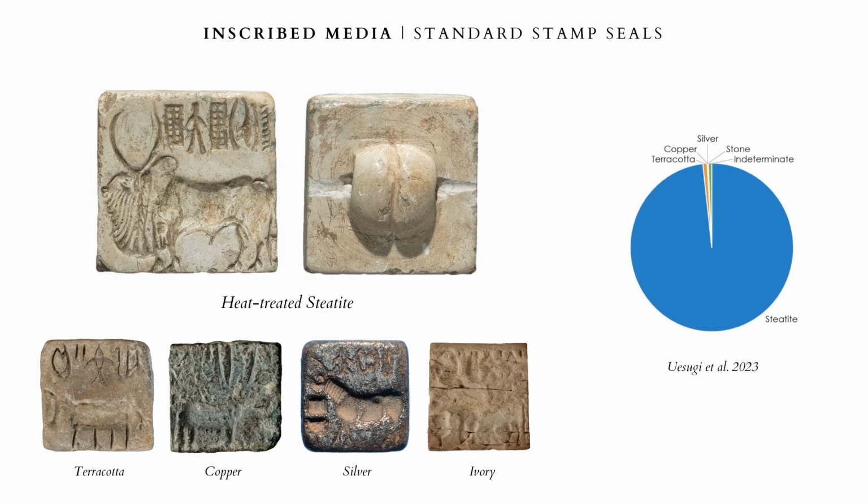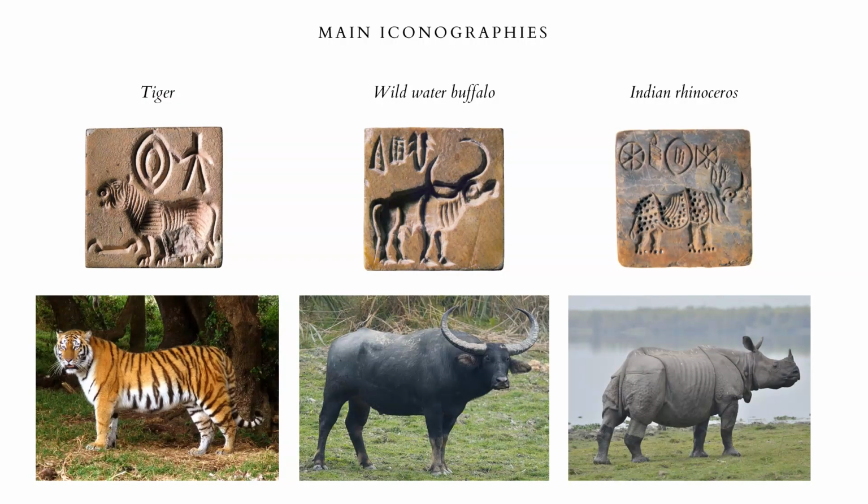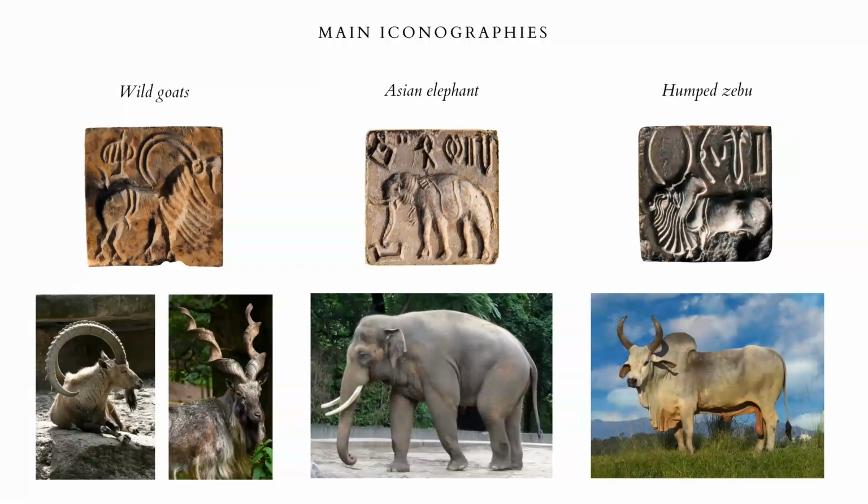These icons were selected among a specific set of about a dozen animals, real or imaginary, including, in order of increasing frequency, the tiger, the wild water buffalo, and the Indian rhinoceros. Different species of wild goat, the Asian elephant, and the zebu.